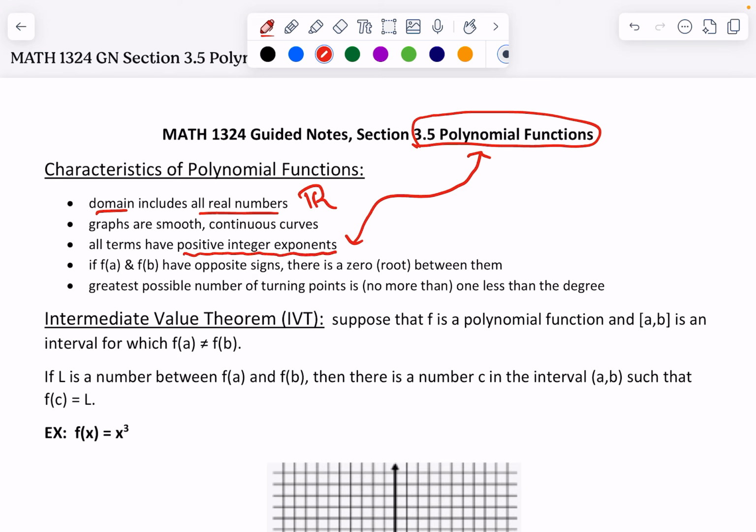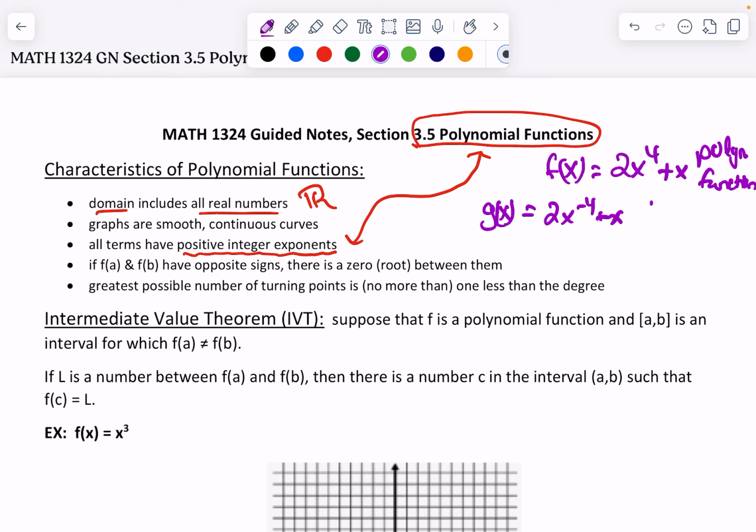So if we take, for example, f of x equals 2 times x to the power of 4 plus x, this is a polynomial function because all of these exponents are positive. Now, if we do, for example, g of x equals 2x to the power of negative 4 plus x, this one is not a polynomial function because of that negative exponent 4.